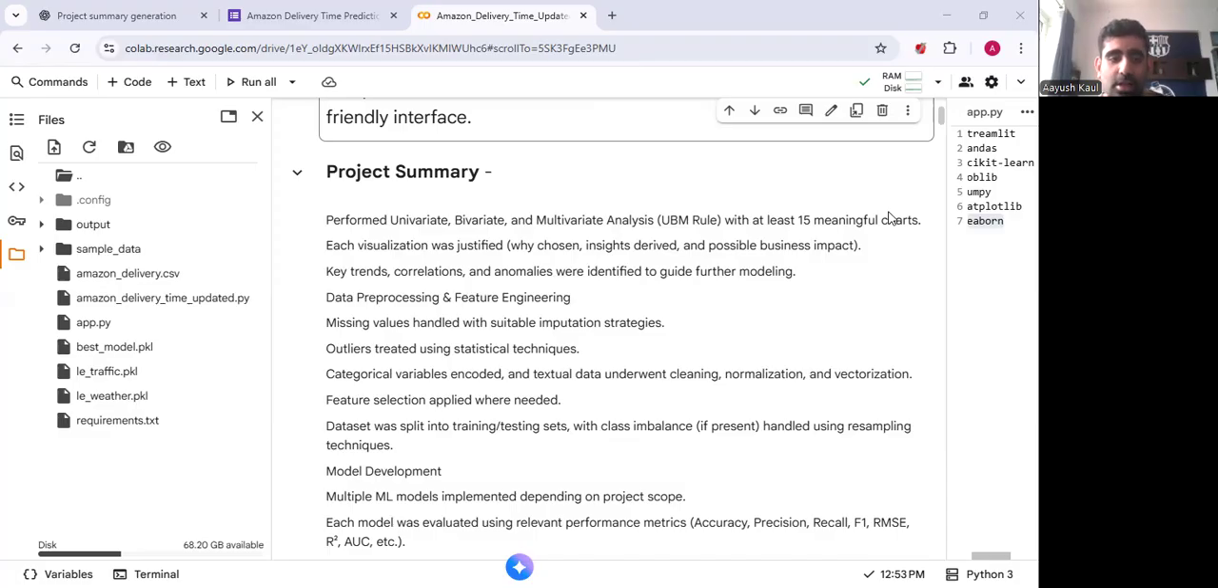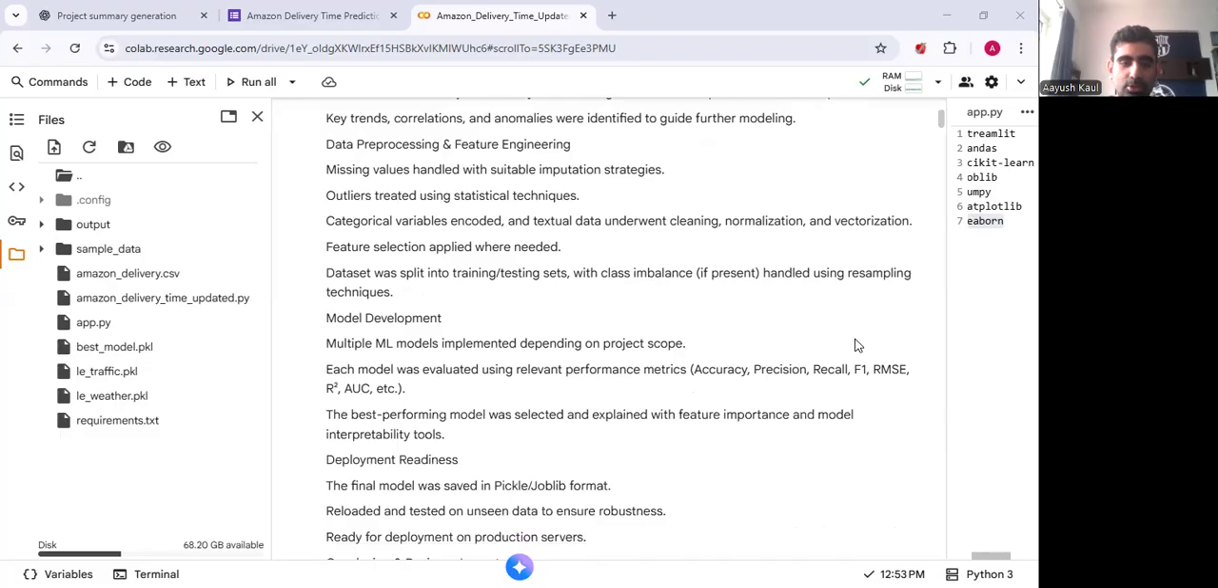After that, I also pre-processed the data and did feature engineering, wherein I handled the missing values with suitable imputation strategies. Then I treated outliers using statistical techniques. I encoded categorical variables and textual data, underwent cleaning, normalization, and vectorization. After that, I applied feature selection. Then I split the dataset into training and testing sets and handled the imbalance using resampling techniques.